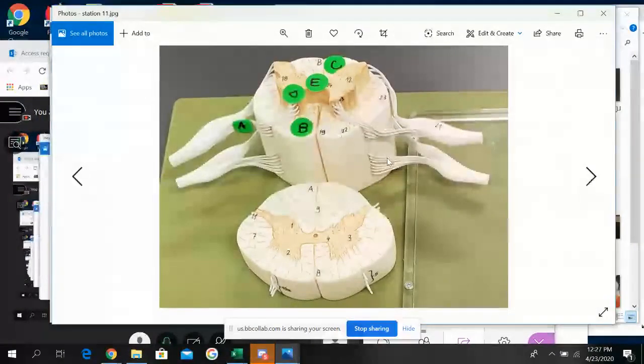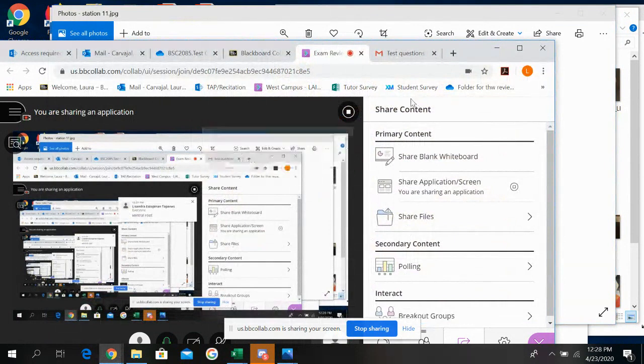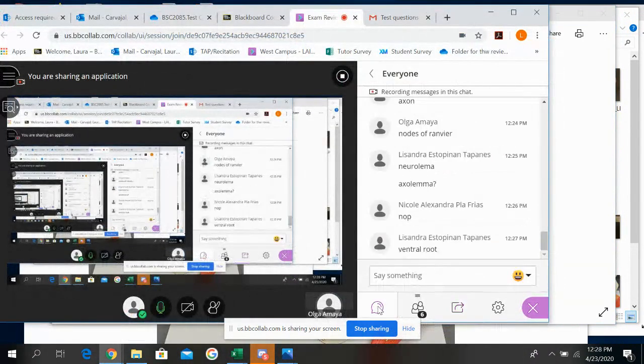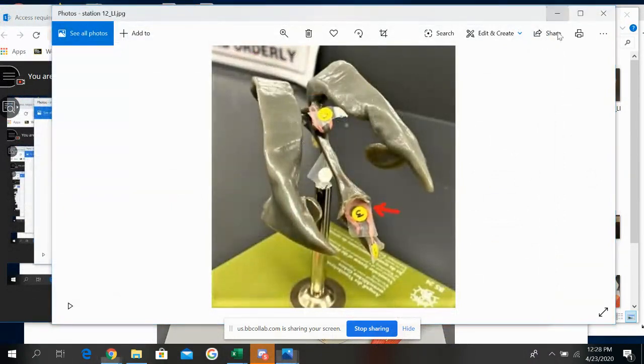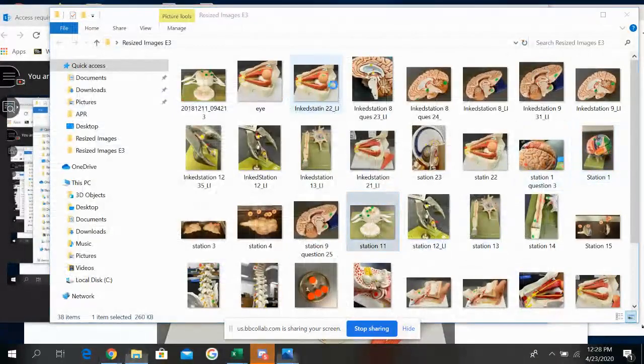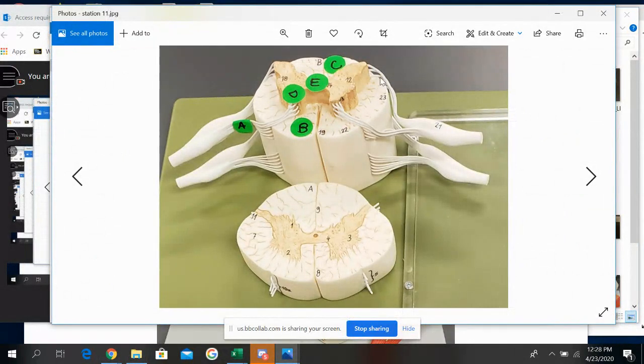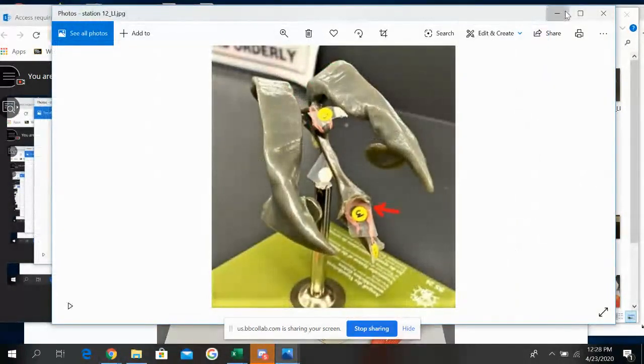Let's go over here. So here we have the spinal cord. It's labeled more intensely than the one we had last time. This right here, before it gets here, what is this called? What's A? Ventral root, yes, very good. What about the one behind, this one right here? We said this is ventral, so this is dorsal root, very good.